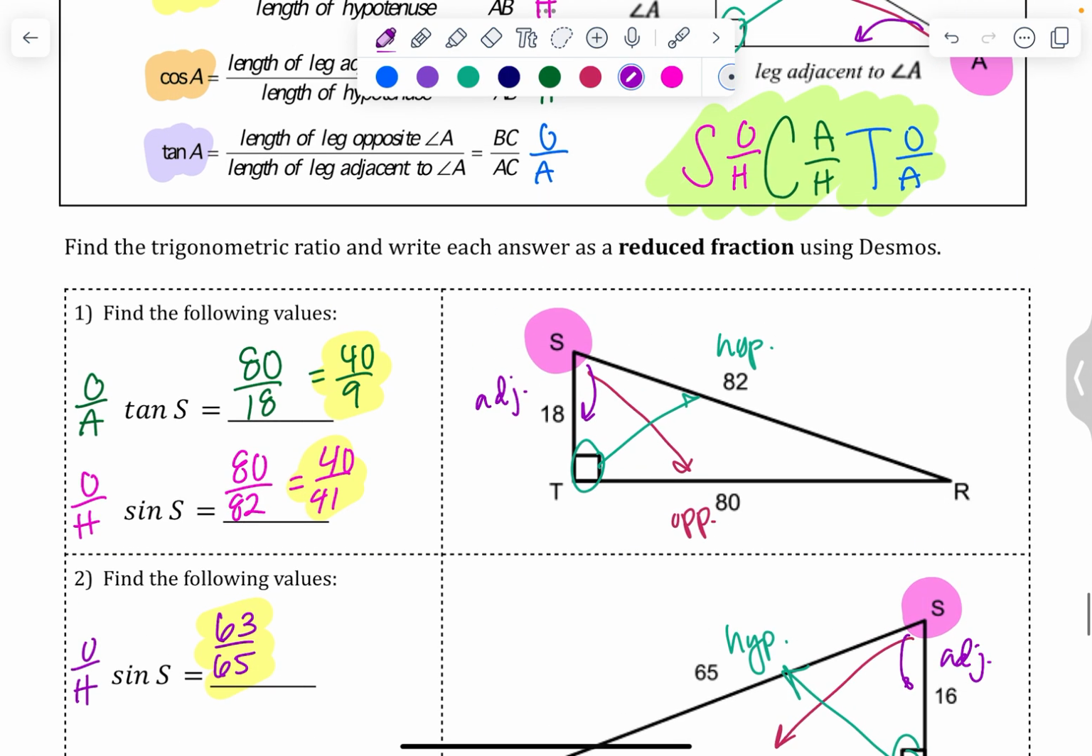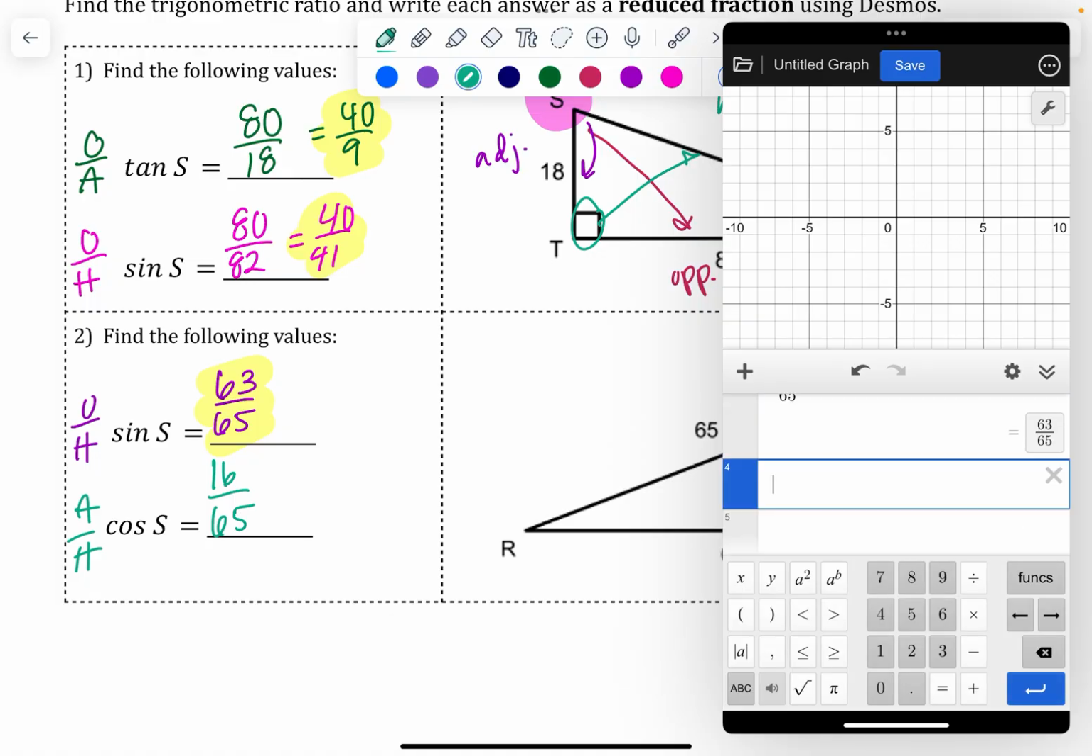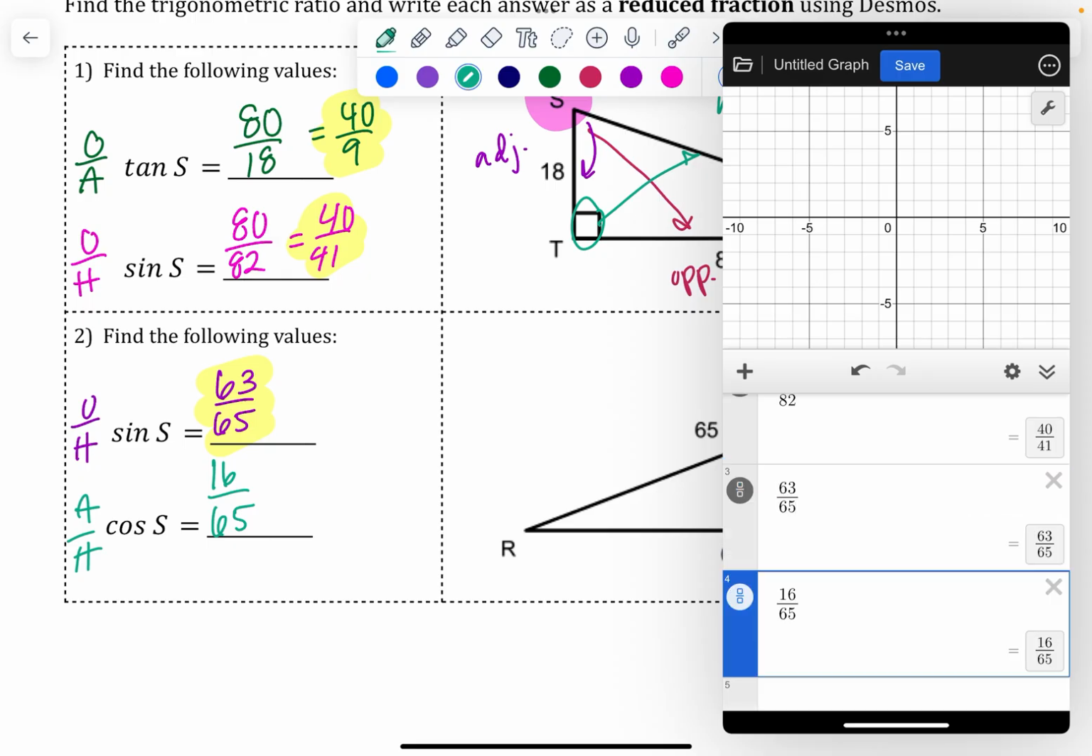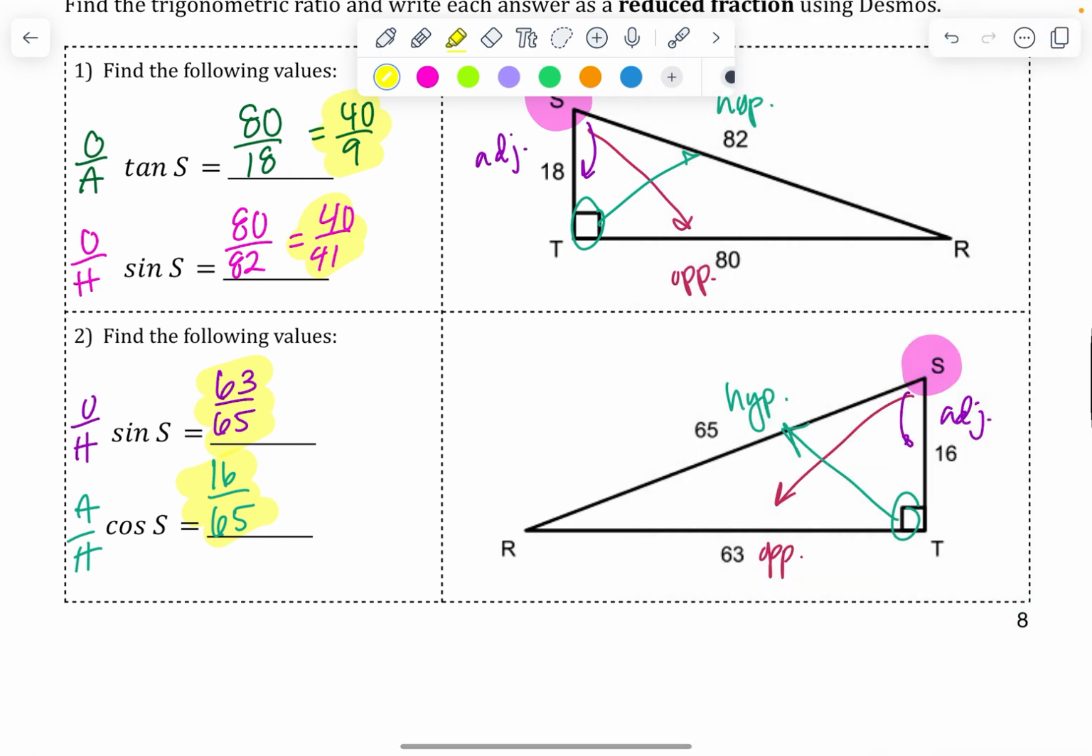Okay, now I'm going to look at cosine. Cosine, the C stands for cosine. It's the adjacent side over the hypotenuse. So I'm going to have the adjacent side over hypotenuse. My adjacent side is 16. My hypotenuse is 65. I get 16 over 65. And let's see if that reduces. Nope, this one does not reduce. Therefore, that is my answer. Okay, let's keep on going.